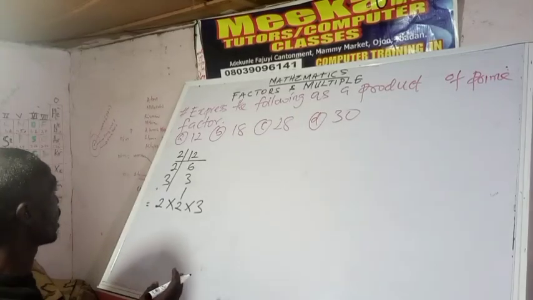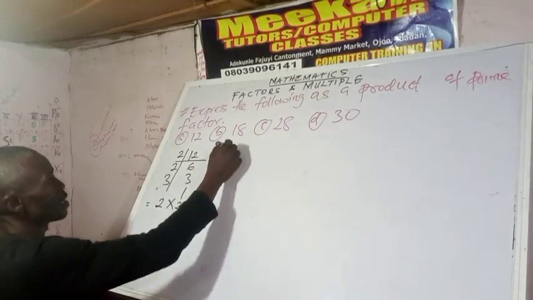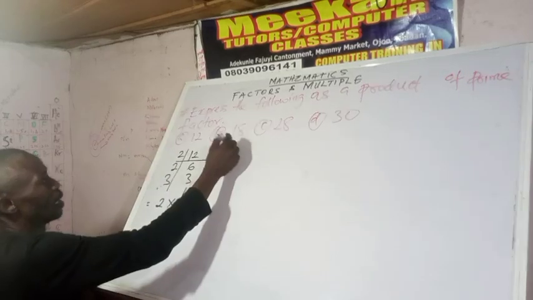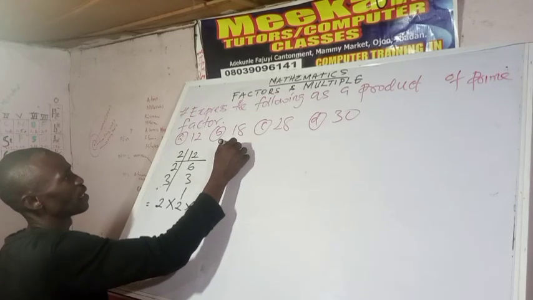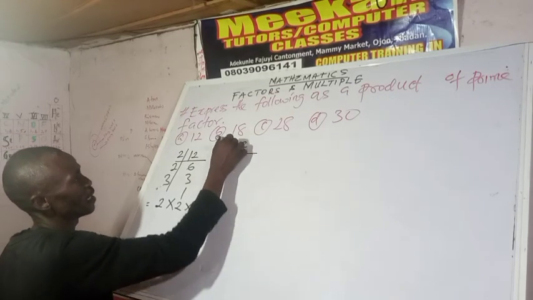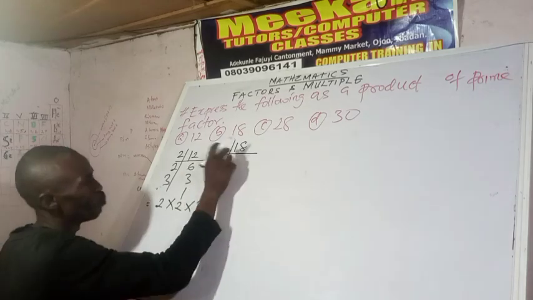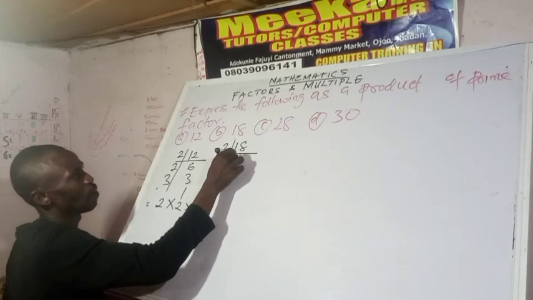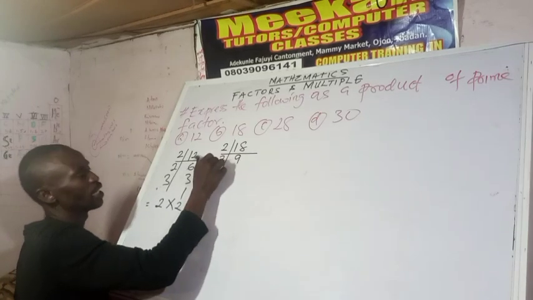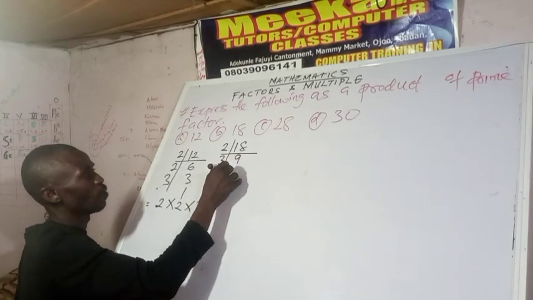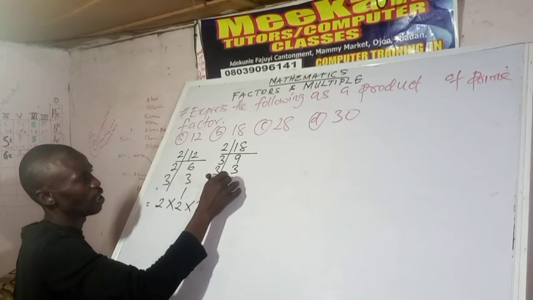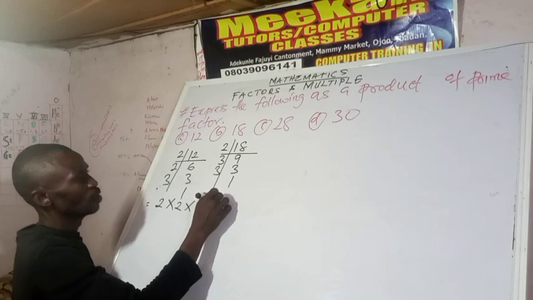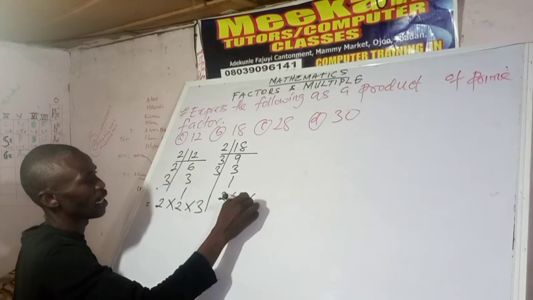So another one, the big question, which is 18. Please note, New General Mathematics Book 1. Now another one is 18. Let's see 18. Make sure it is prime numbers that you use. 2 here, what do you have? 9. 3 can go here. 3 here, what do you have? 3. 3 here, you have 1. To represent that, this becomes what? 2 times 3 times 3.